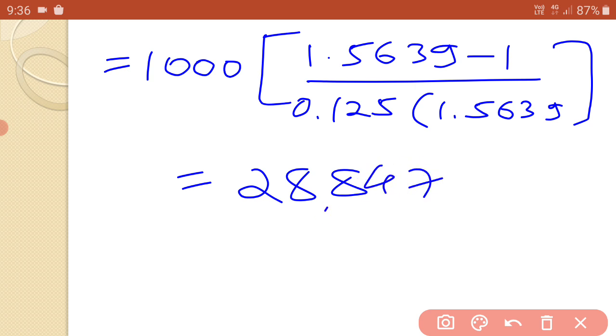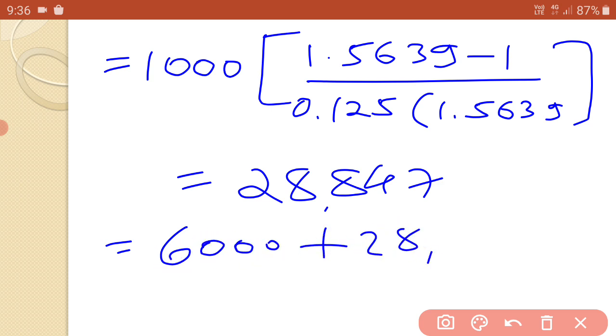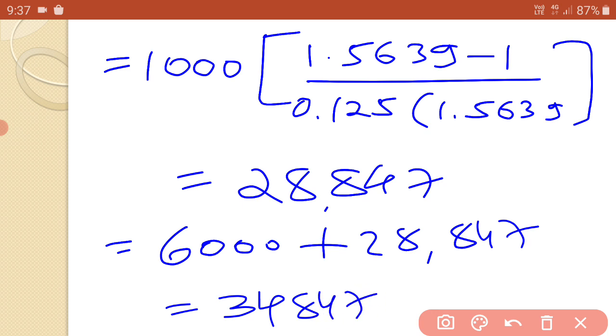Then after that, you add the 6,000. First we paid the down payment, then 28,847. So finally you get 34,847.